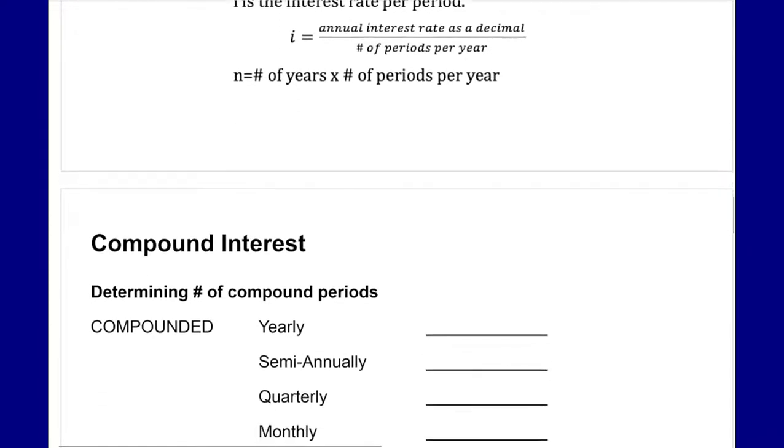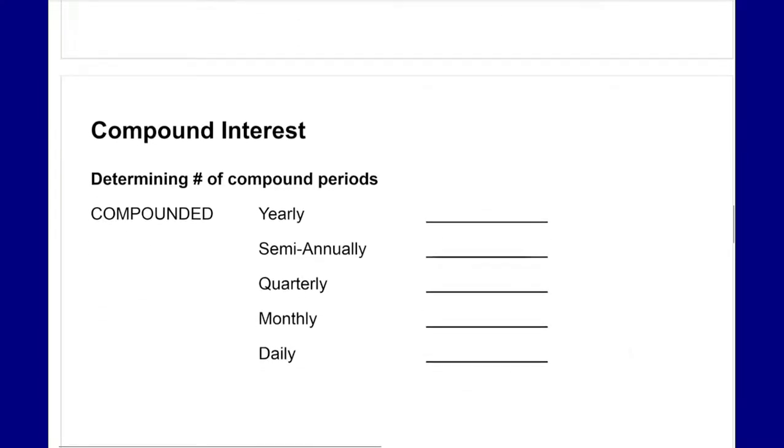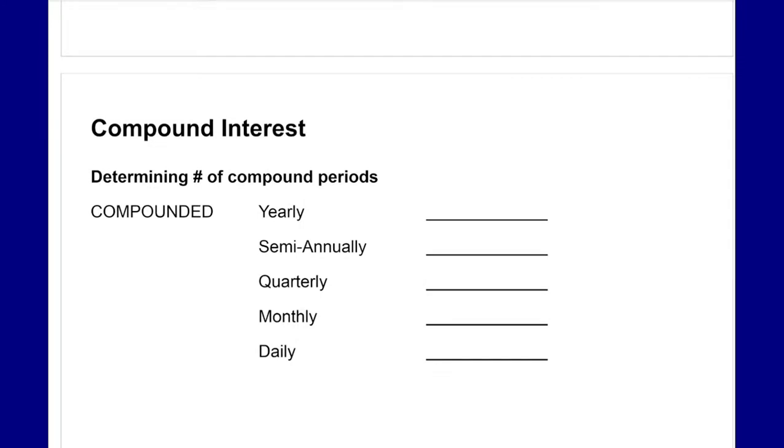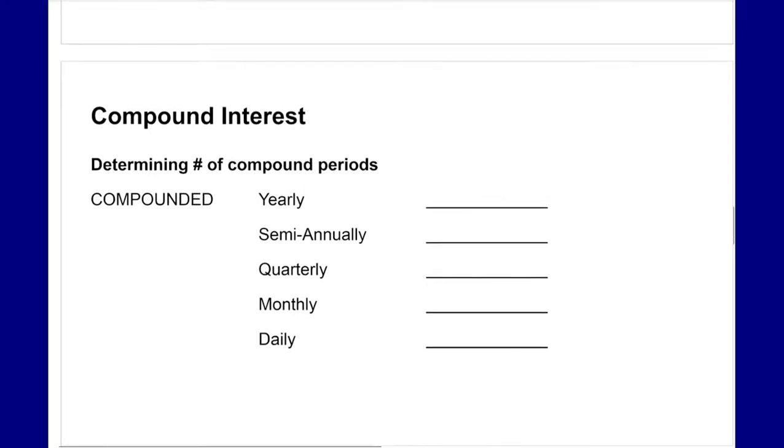So those two calculations require the number of periods. And the number of compound periods depends on the wording that's used. So if it's yearly, we have one compounding period. So every year they calculate the interest and it gets added on. Very similar to the warm-up we just did, that table.